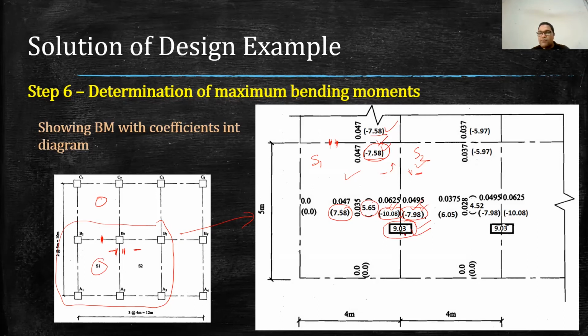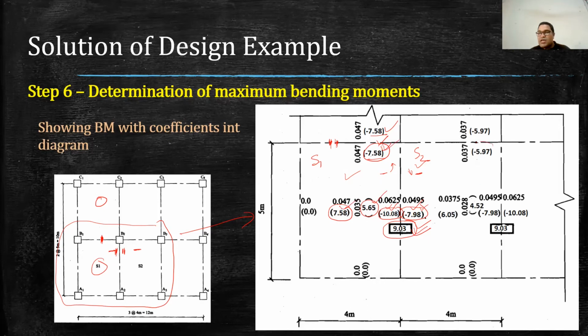So Mx negative for slab S1 and S2 was different. So what I have done is I have calculated the average value of this. Generally we do this practice when we have different values of moment because of two different edge conditions for two different slabs. So in that case, we find the average bending moment for these two cases. So basically we now have bending moments 9.03, in which we have to compare 9.03, 5.65, 7.58, 7.58.